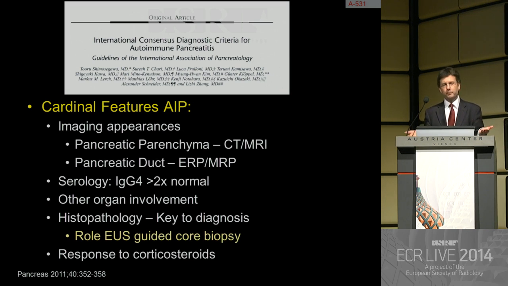But the key here is getting histopathology. Now, it's obviously very difficult in certain types of patients, and I think there's a very big role to play for EUS. And we've already heard in the other talks about the role of EUS. And we've talked about FNA, but actually now we're able to get core biopsies with EUS, and I think that's going to give us a better diagnostic hit rate, particularly for more focal lesions within the pancreas. And obviously the 5th cardinal feature is a response to corticosteroids.